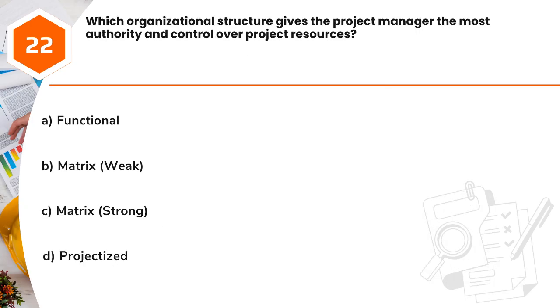Question 22. Which organizational structure gives the project manager the most authority and control over project resources? A. Functional. B. Matrix, weak. C. Matrix, strong. D. Projectized.